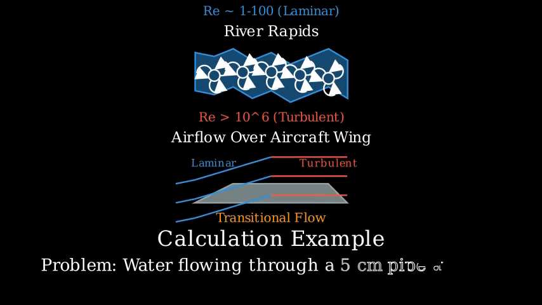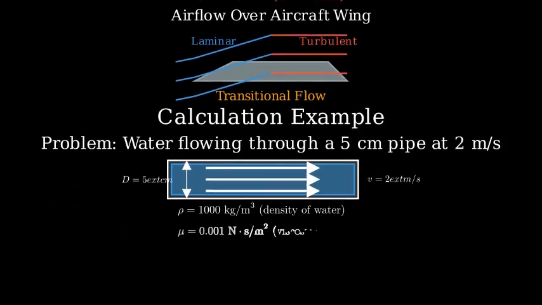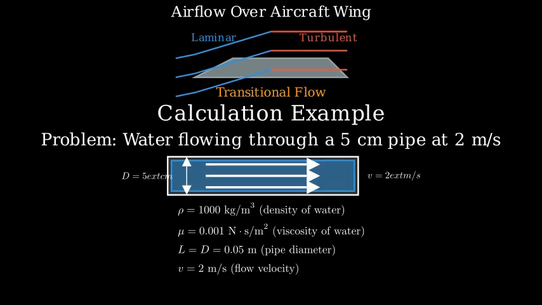Let's work through a simple example to calculate the Reynolds number. Water is flowing through a pipe with a diameter of 5 centimeters at a speed of 2 meters per second. Let's determine if the flow is laminar or turbulent. We know that the density of water is 1,000 kilograms per cubic meter. The viscosity of water is approximately 0.001 newton seconds per square meter.